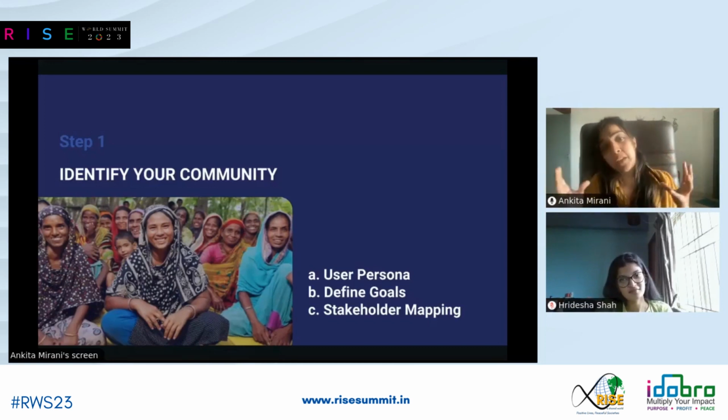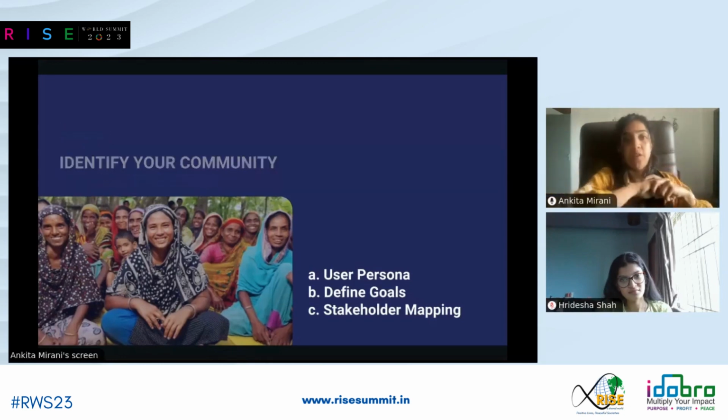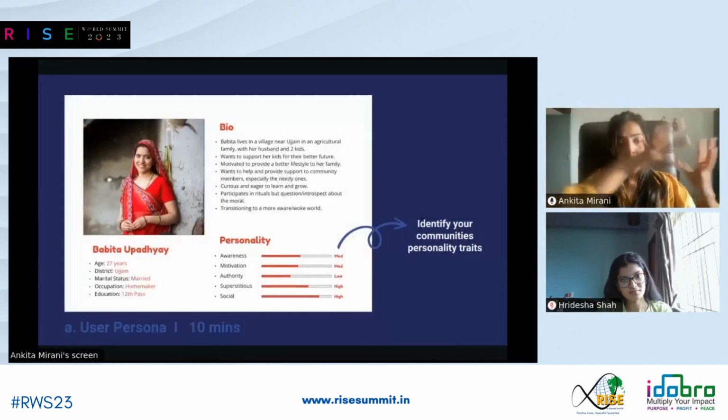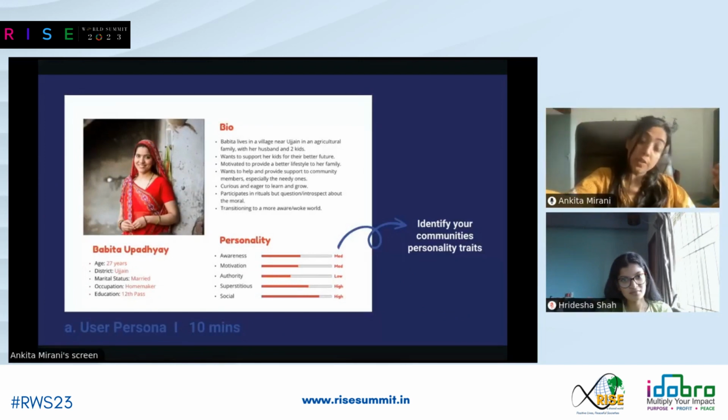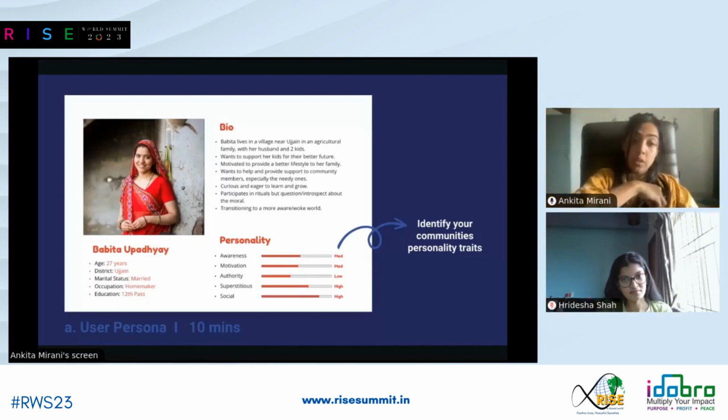So, when we come back to understanding and identifying our community, first we touch upon user persona, then we look at defining goals for them, and lastly, we understand their ecosystem and the relationship that they have with their ecosystem. So let's start with the user persona. Here we've created a reference for you. Before we jump through this, we've put in references from our personal work.